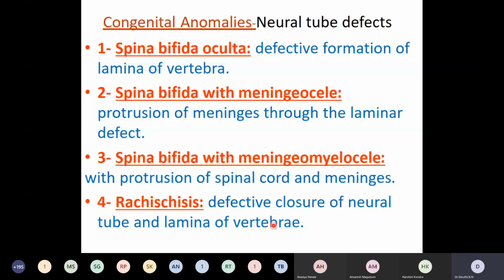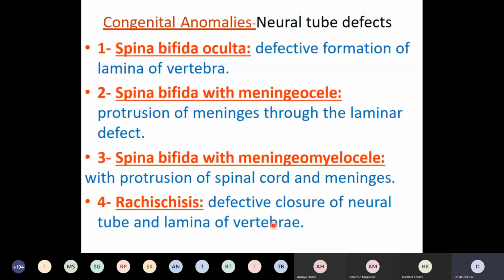In turn, that leads to spina bifida, right? When the neural tube doesn't close properly, I told you that the neural tube closes in the middle first, and later it extends craniocaudally, right? If it doesn't close anywhere along this, that leads to spina bifida. So the important ones are spina bifida occulta.